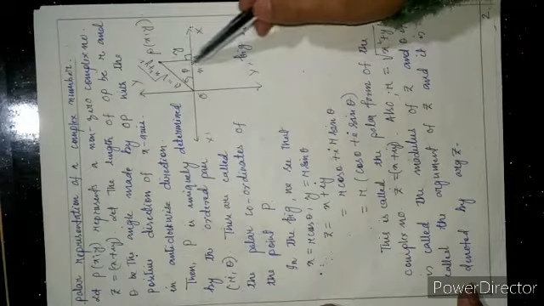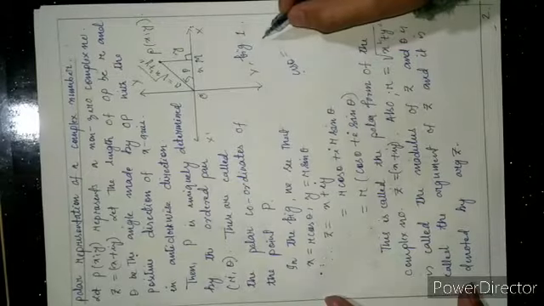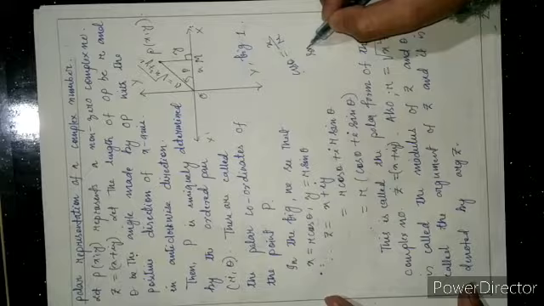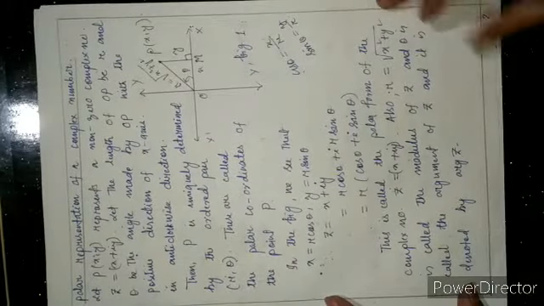Cos theta is adjacent by hypotenuse, so cos theta is equal to x by r. Sin theta is equal to y by r.